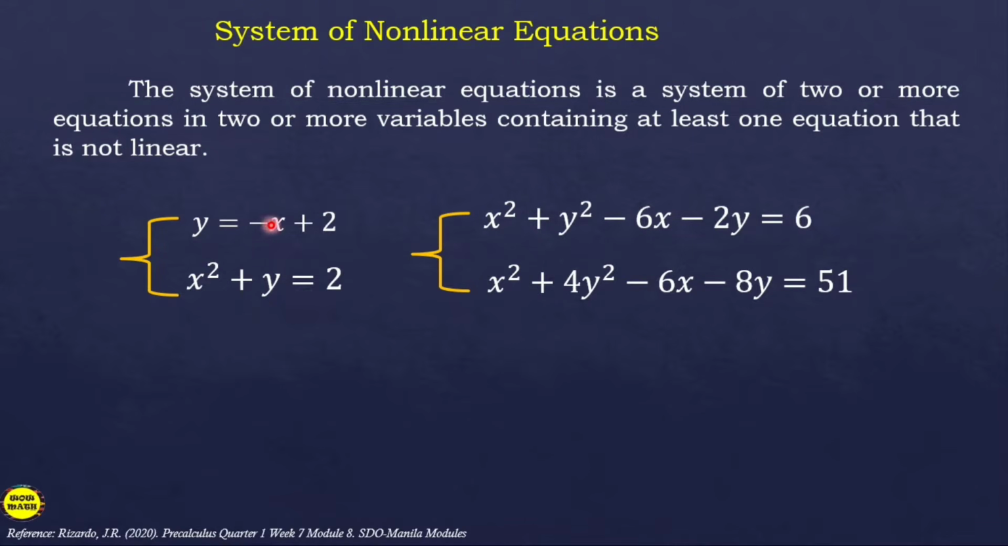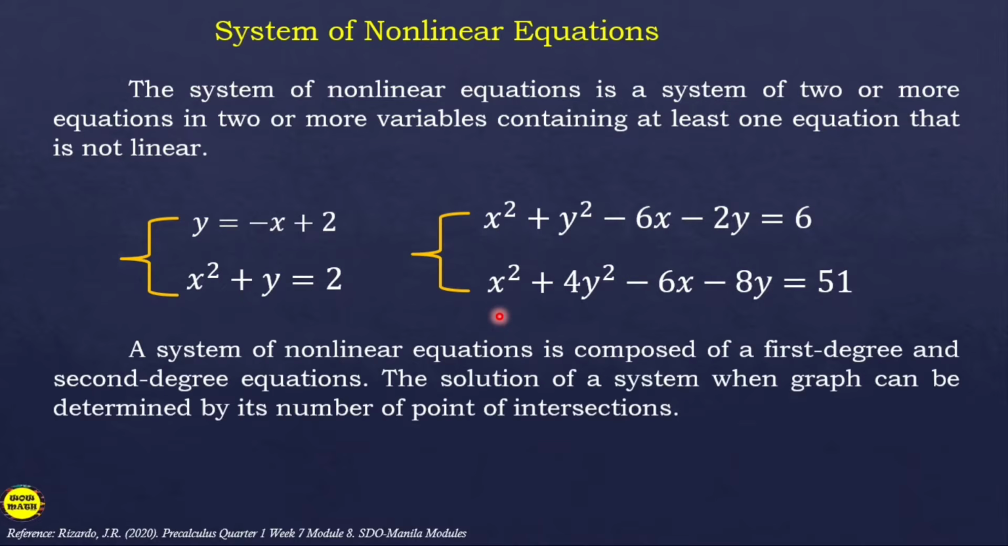So yung unang halimbawa natin, yung x squared plus y squared is equal to 2, ito ay non-linear equation. Yung kasama niya naman is linear equation. Nabanggit dito at least one, so kahit may isang kasama lang na non-linear, yan ay system of non-linear equation na. Ganun din dito sa pangalawang example natin. Both equations are nonlinear, so this is a system of nonlinear equations.